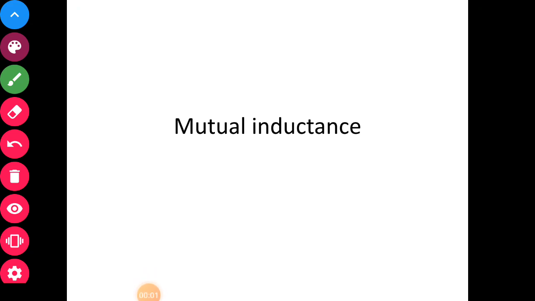Now the topic of discussion today is mutual inductance. First of all, we try to understand the phenomenon of mutual inductance. What happens in this phenomenon?